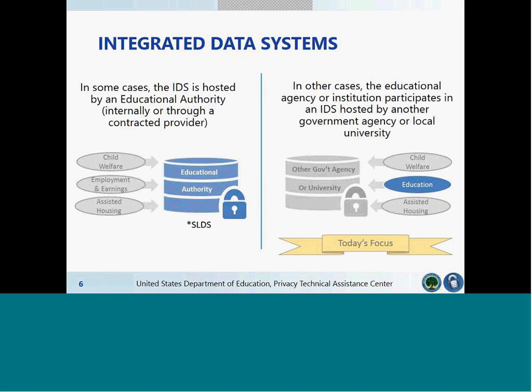For discussion, we want to clarify our focus for the day. The symbol on the left represents a state longitudinal data system hosted IDS. These are usually hosted at the state level and have many different considerations than those of a local community-based IDS. For the purpose of today's discussion, we're focusing on IDSs that are hosting local data with local government or a local university. Later in the webinar, we will describe how that IDS was structured from a high level.